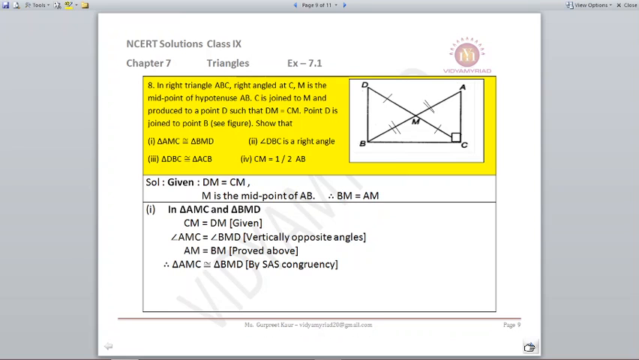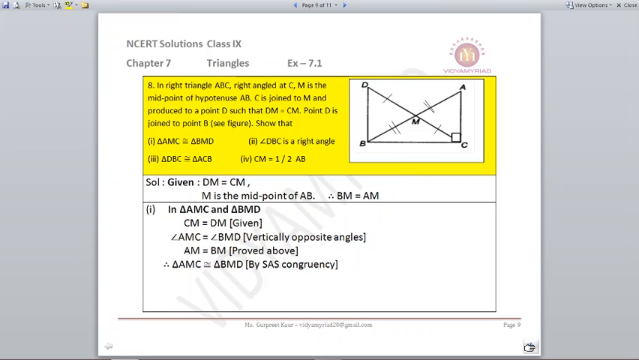We have equal sides. CM is equal to DM. It is given to us. And angle AMC will be equal to angle BMD because of vertically opposite angles. And we also have AM is equal to BM, which is proved above, or which is also given to us, that they are equal because M is the midpoint. So triangles are congruent by SAS.